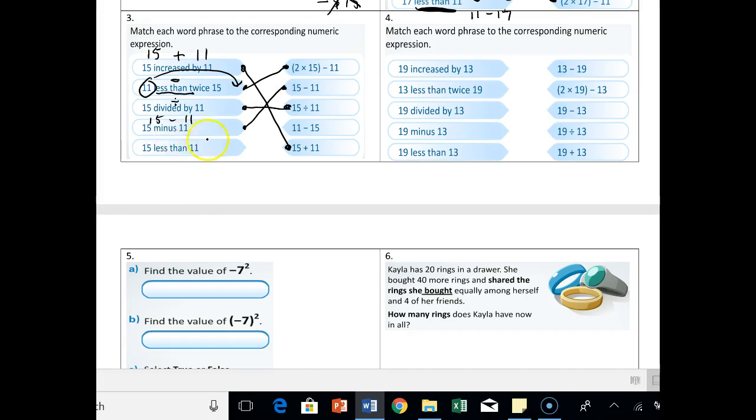And 15 less than 11. Less than does mean subtraction, but with that key phrase, I want to take 11 and I want to take 15 less than it. So putting it all the way to the other side, it is the second to last numerical expression. Number 4, I would like you to do an Ed puzzle.